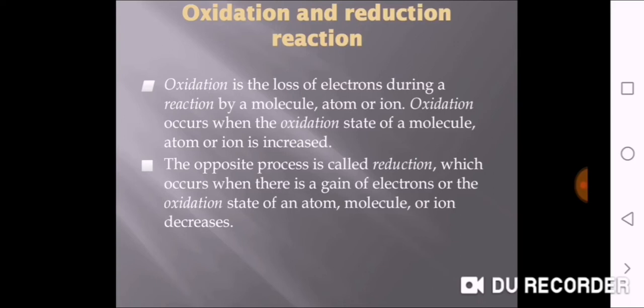Oxidation is a loss of electrons during a reaction by a molecule, atom or ion. Oxidation occurs when the oxidation state of a molecule, atom or ion is increased. The opposite process is called reduction, which occurs when there is a gain of electrons or the oxidation number of an atom or molecule is decreased.